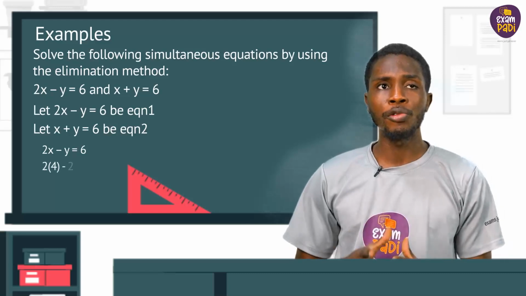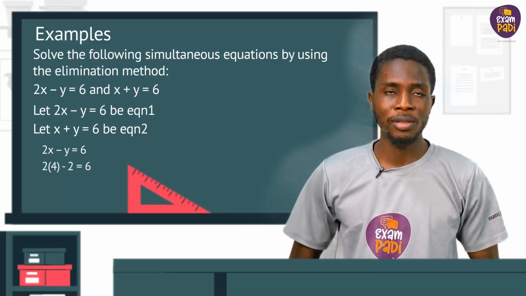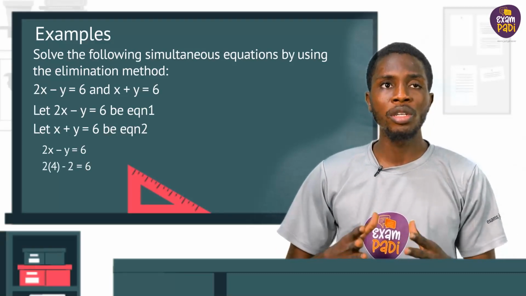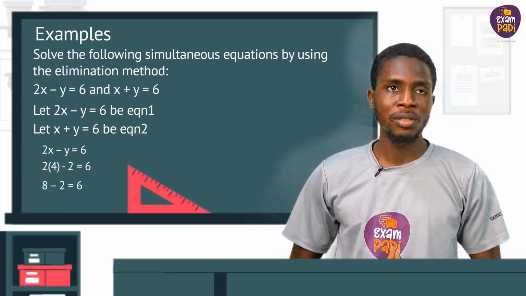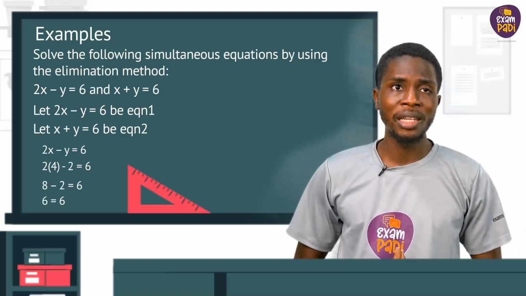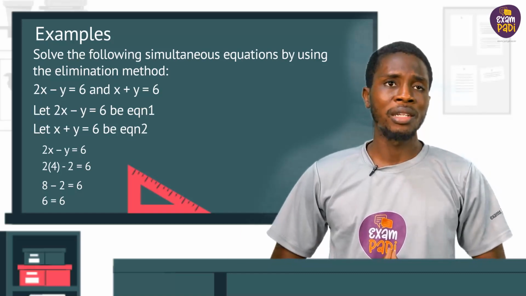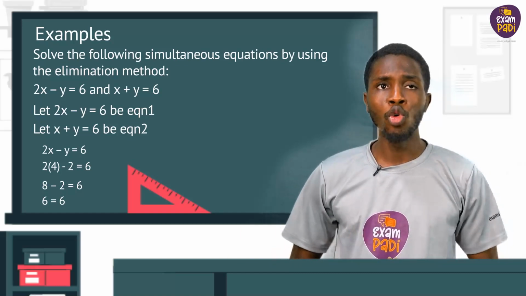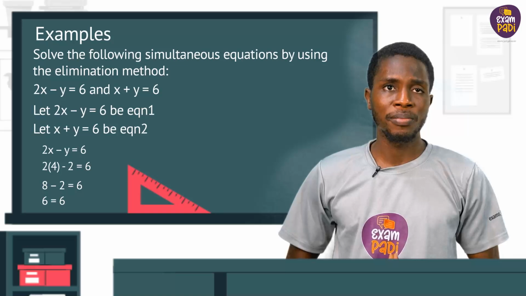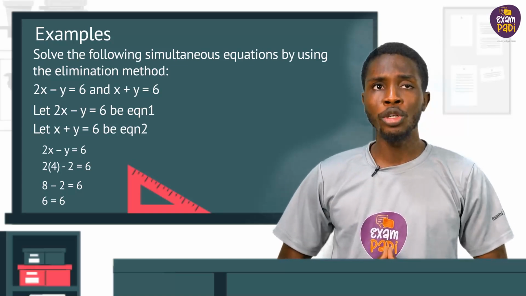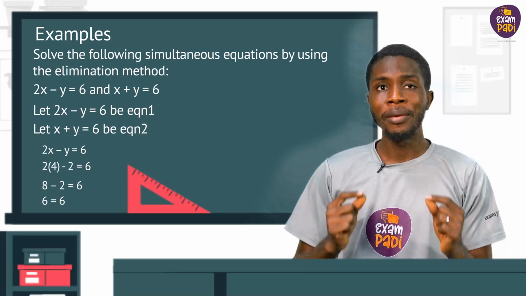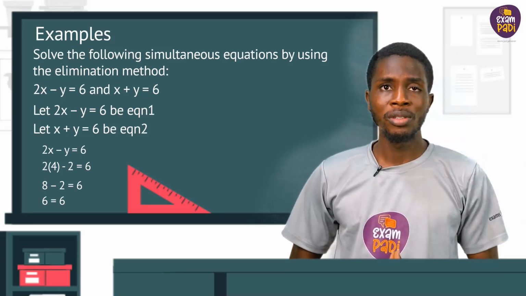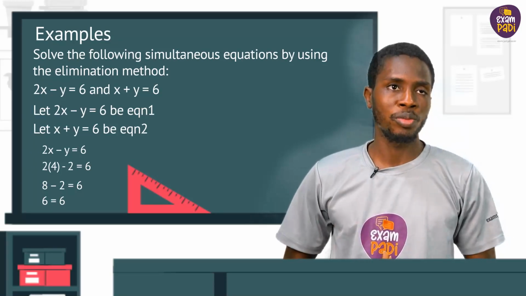2 into the bracket of 4 minus 2 equals 6. 2 multiplied by 4 gives 8. 8 minus 2 gives 6. You can now see that the left hand side is equal to the right hand side. Now we know our answers are correct. Pick one of your two equations to put this value into to find y. Again, pick the simpler one, which is equation 2.